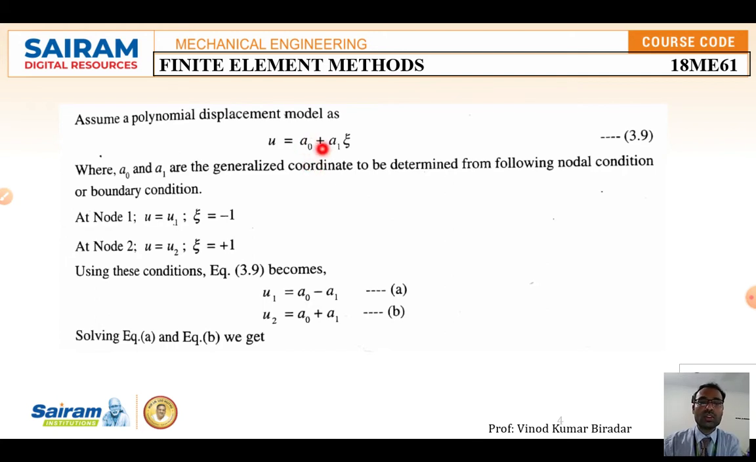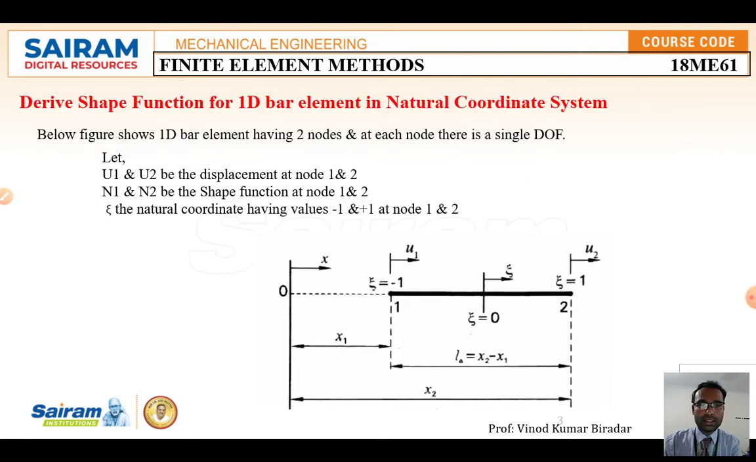Okay, so where a0, a1, all those are called what? Generalized coordinates. Okay, that you need to calculate with the help of applying the boundary conditions. So here at node number 1, what are the boundary conditions? Let us assume u is equal to u1 at node number 1, and at node number 2, u is equal to u2.